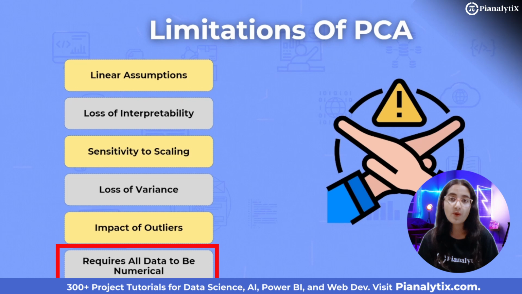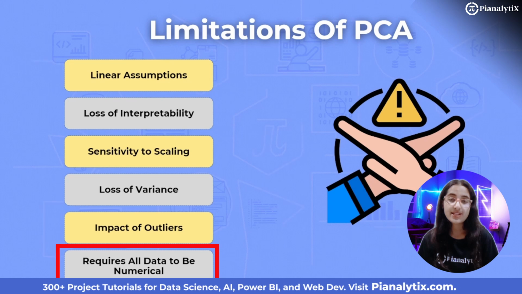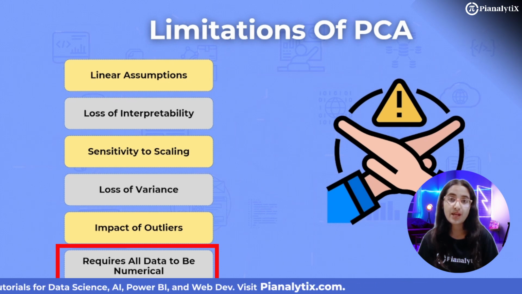Sixth, requires all data to be numerical. PCA can only apply to numerical data. If your dataset contains categorical features, you need to encode them appropriately before using PCA.